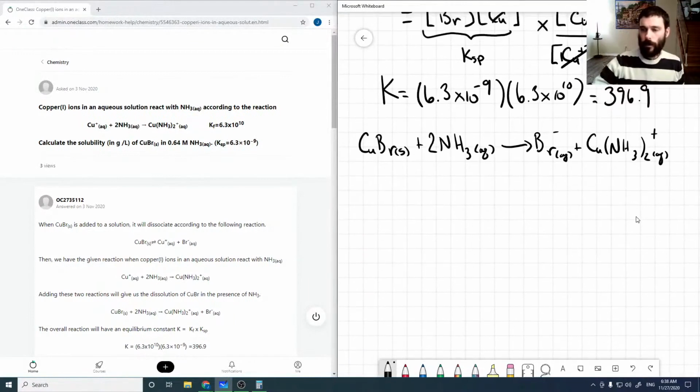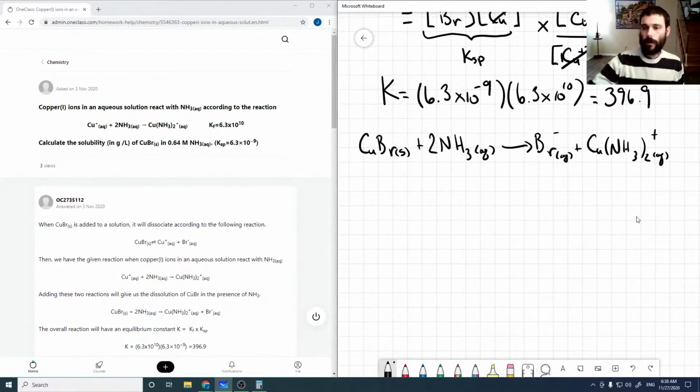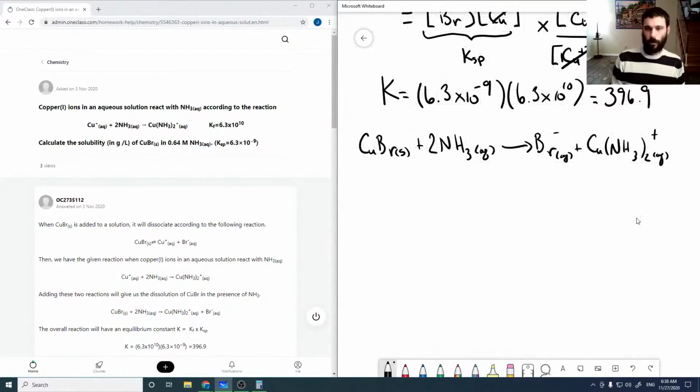Now, with our K constant, we can figure out our equilibrium concentrations given our initial concentrations. So this is solid, so we don't need to worry about it. This guy is in a 0.64 molar amount, and we're assuming at the beginning that these are all zero.